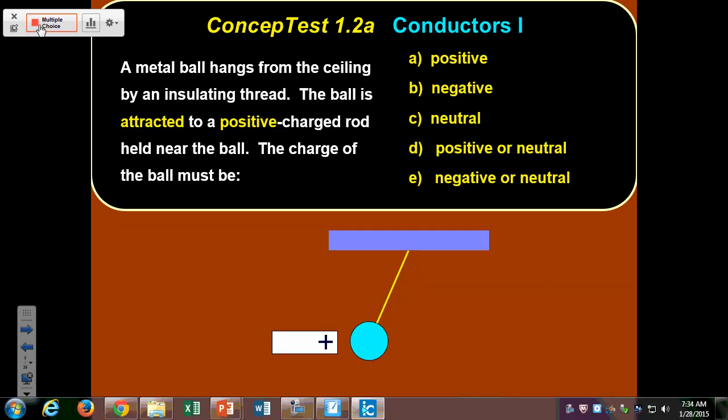A metal ball hangs from the ceiling by an insulating thread. It's attracted to a positive charged rod. The charge of the ball must be what? There's a metal conducting ball. What must be the charge of the ball? Positive, negative, neutral, positive or neutral, negative or neutral. We've had a very similar question, maybe identical. Guys, if you have your book, these questions are at the back if you want to follow along here.